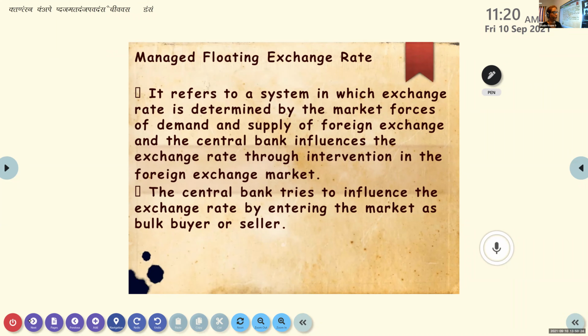Just listen to the situation I said now. Why is the central bank managing? Especially to bring stability. So when the rate is very high, the central bank feels that the rate should be brought down. Why will the rate be very high? When will the rate be very high?